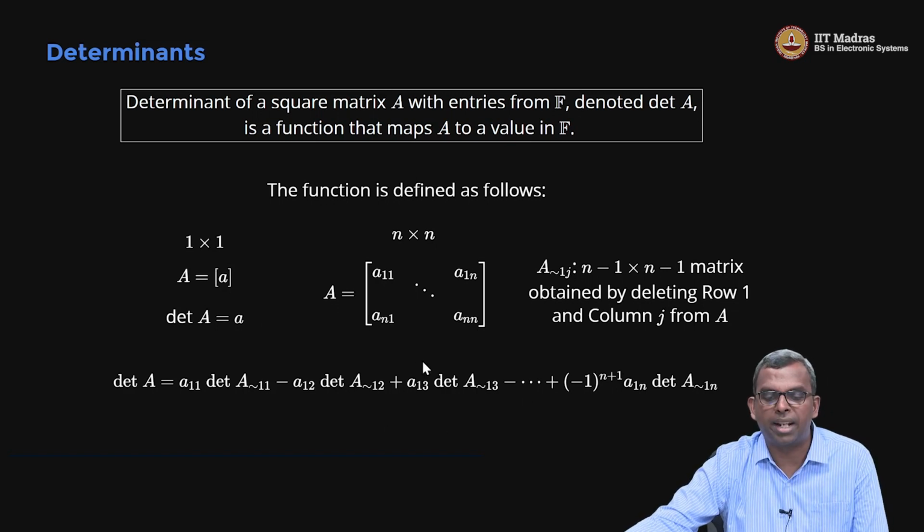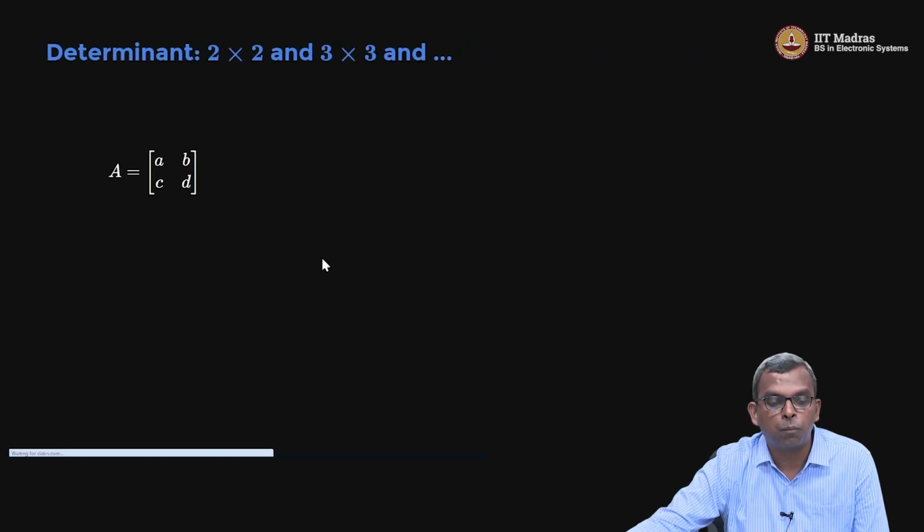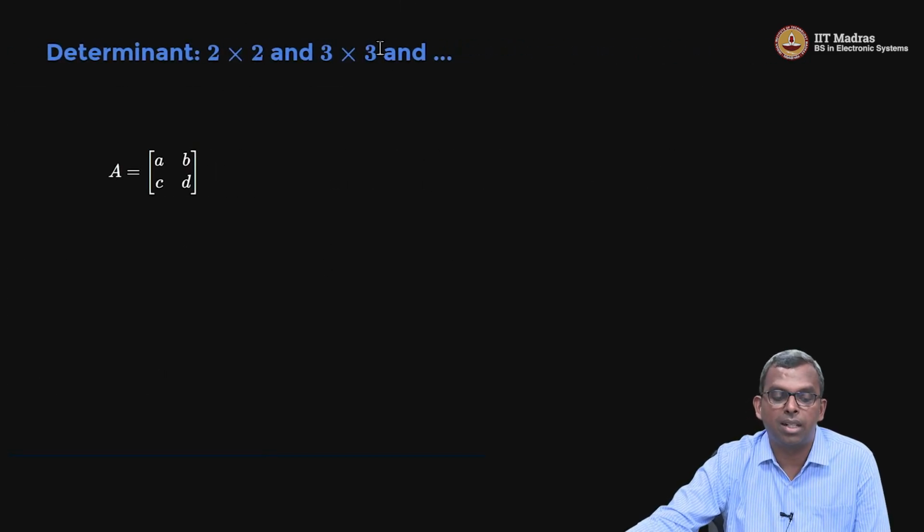It looks complicated, so I'm going to show you how this recursion works out for small values of n, and you'll see it's very simple. First let's see 2 by 2 and 3 by 3, and then we'll generalize.